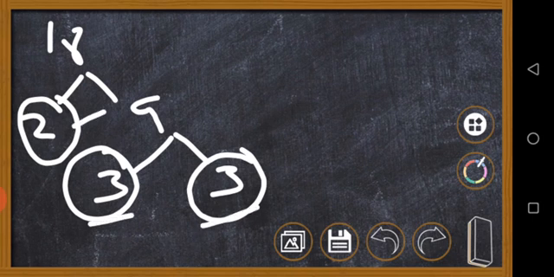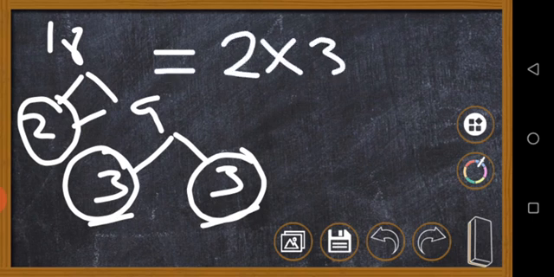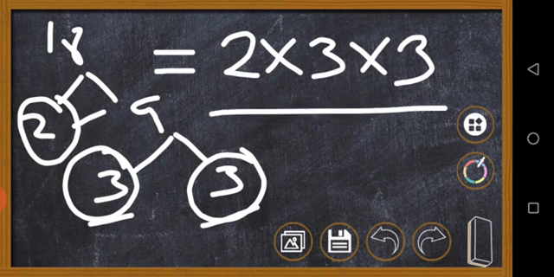We have 3. So the prime factors of 18 are 2 times 3 times 3. Of course, if you multiply these numbers, you will get 18. 2 times 3 is what? 6. 6 times 3 is what? 18. So this is equal to 18.